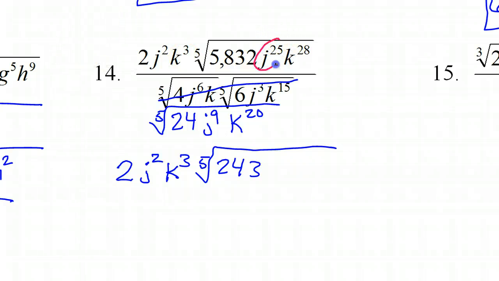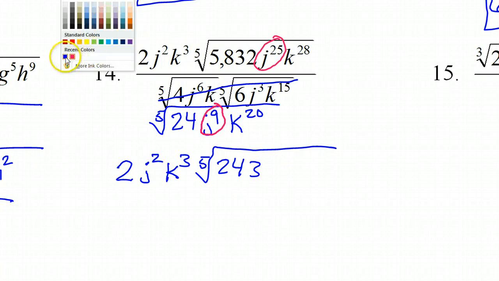All right, I've got j to the 25th divided by j to the 9th. Remember, you subtract. 25 minus 9 would be 16. So this will be j to the 16th power.